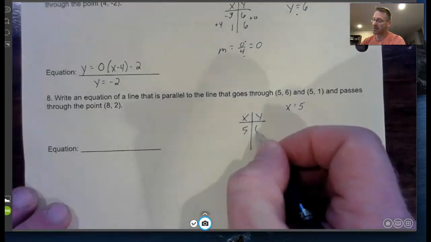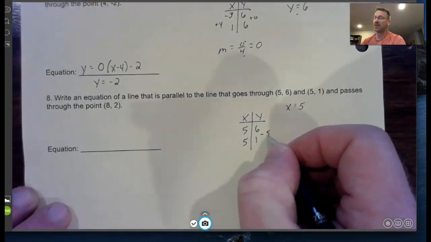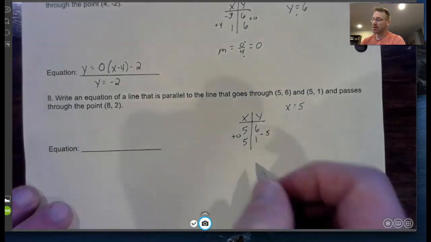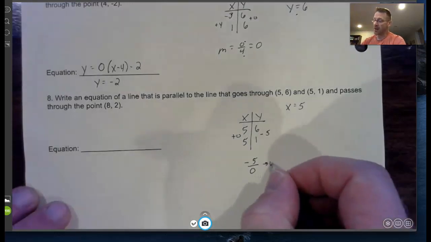Now, if you didn't see that and you went through your slope process, notice what happens here. You get (5, 6), you get (5, 1). Notice I have a rise of -5, but this time I don't have any run. All right, so my slope is -5 over 0. Now remember, you can't divide by 0. All right, this is an undefined slope.